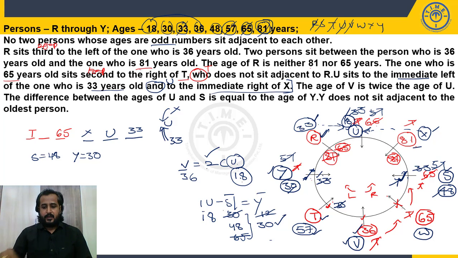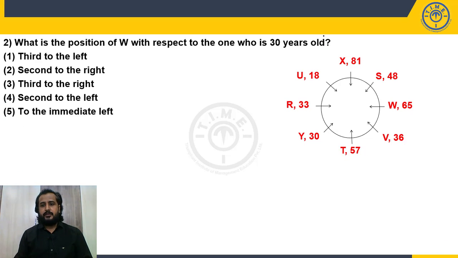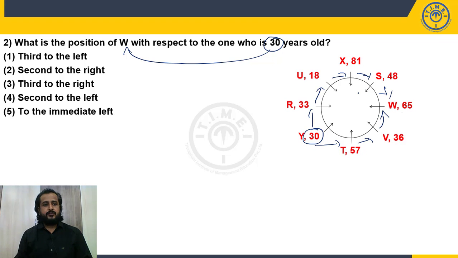Clear? Okay. Who is 57 years old? T. So choice 4 is my answer. What is the position of W with respect to the person who is 30 years old? So 30 is here and W is here. First right, second right, third right, or first left, second left, third left, fourth left, fifth left. Fifth left or third right, which is available? Third to the right. Choice 3.